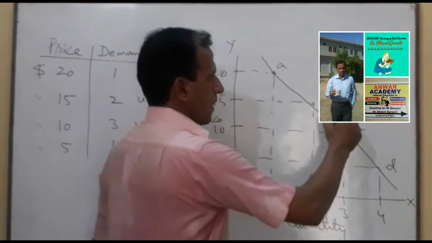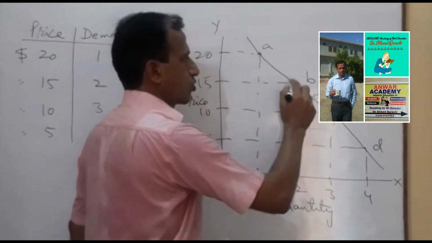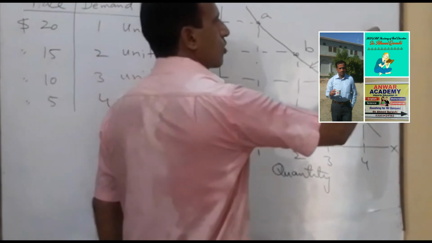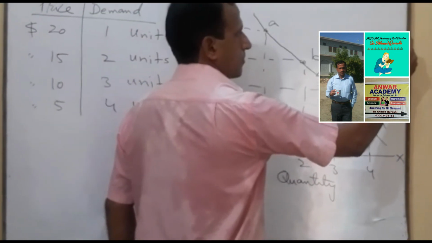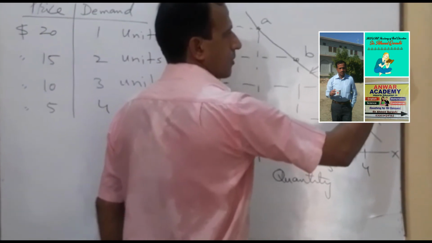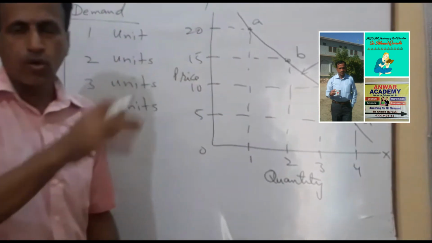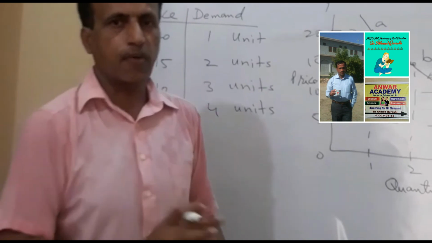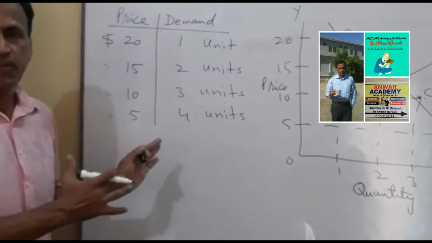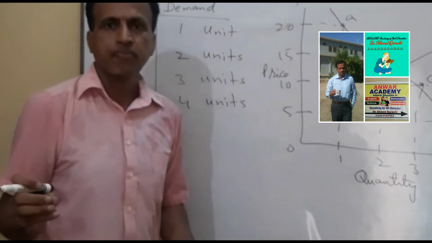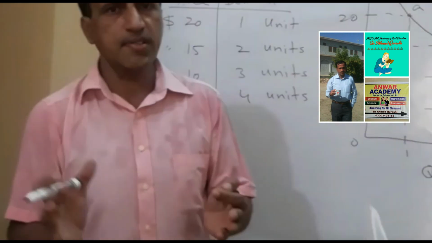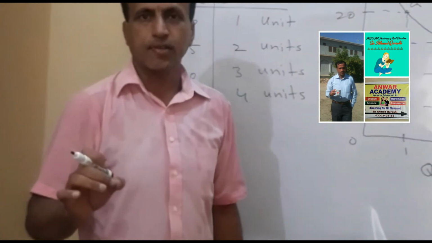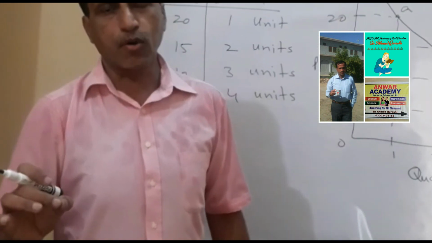We will draw a line. When we join all these points, that line is denoted as a demand curve. So the whole situation we understood with the help of a diagram, a table, and theoretically. All these things together are known as demand analysis.